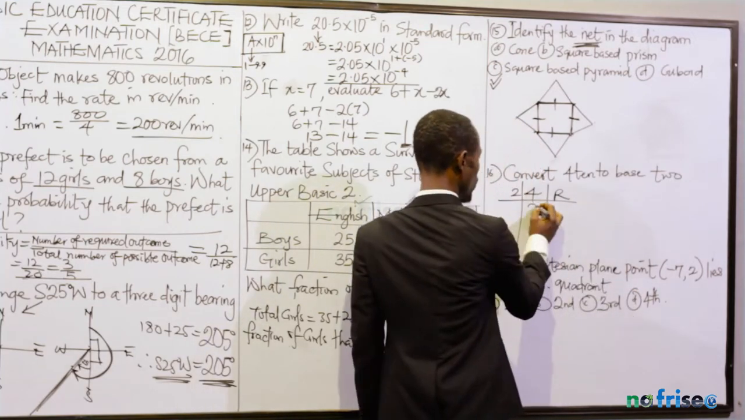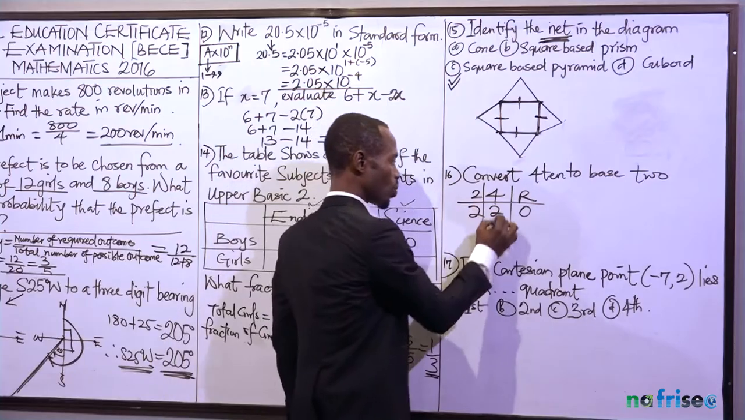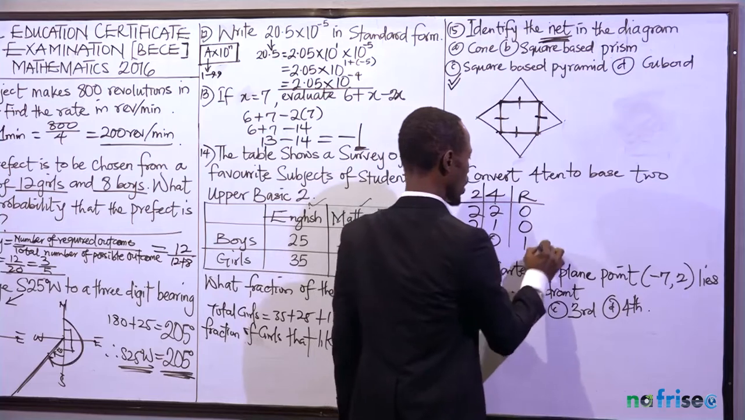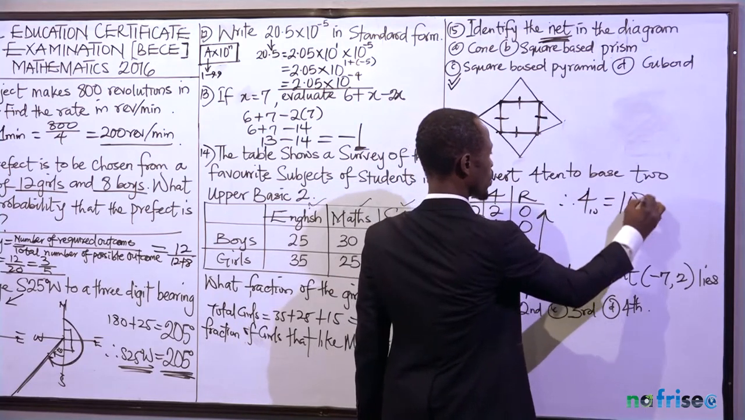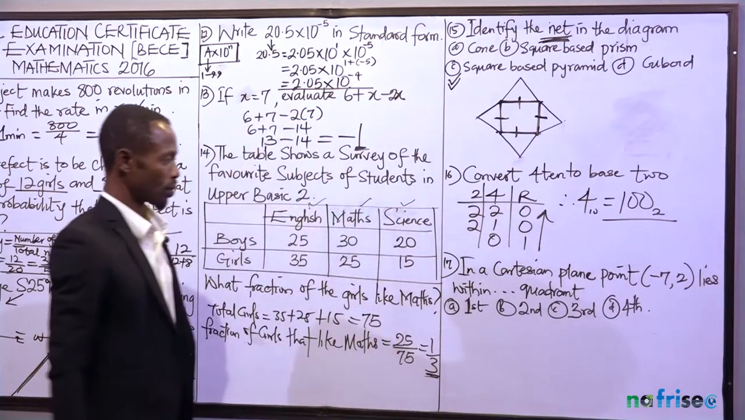So 4 divided by 2 is 2 remainder 0. 2 divided by 2 is 1 remainder 0. 1 divided by 2 is 0 remainder 1. Take this up. Therefore, 4 base 10 is the same as 100 base 2. Answer. Are we good?